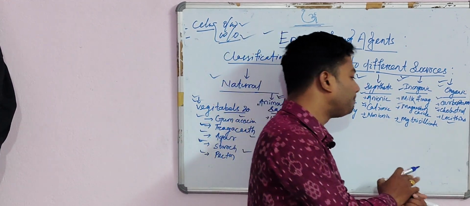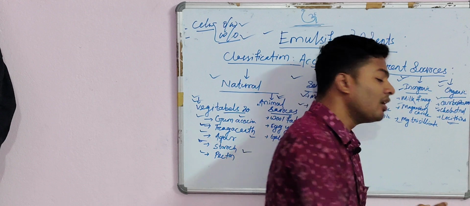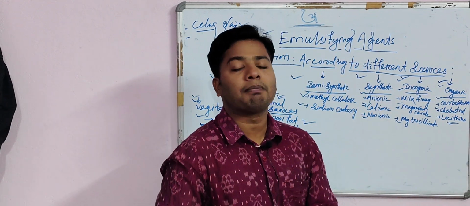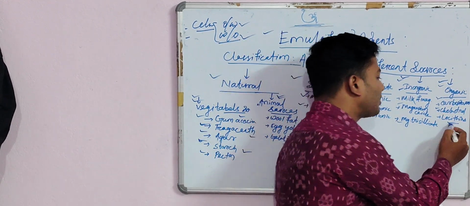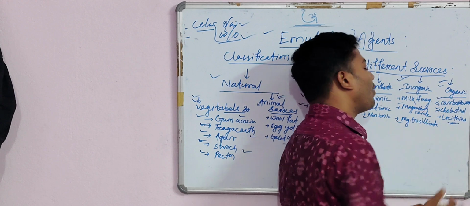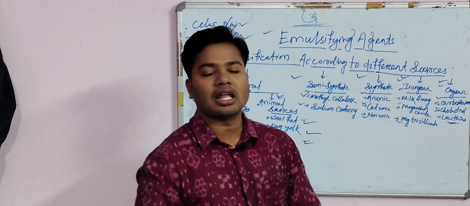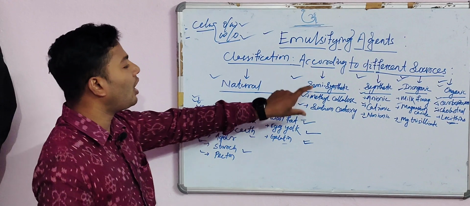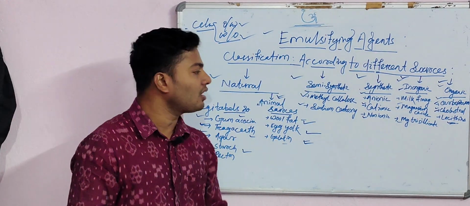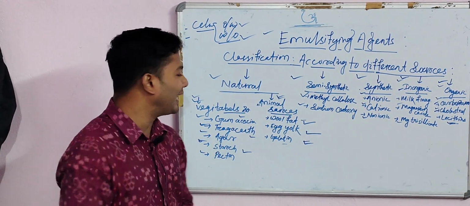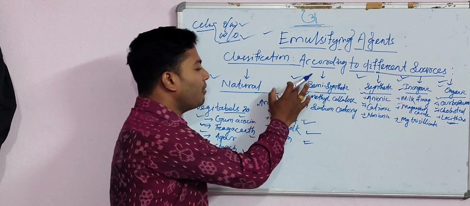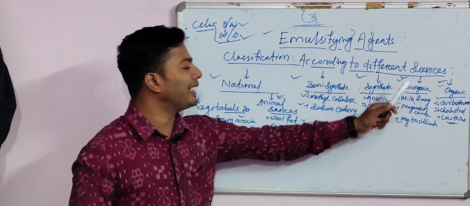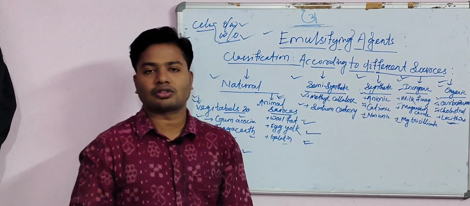that are used in the research purpose of the liposome. So lecithin, cholesterol, and carboxyls are the organic emulsifying agents. Clear? So these are the classification of different types of emulsifying agent according to the different sources. Clear? So natural source, semi-synthetic source, synthetic source, inorganic source, and organic source.